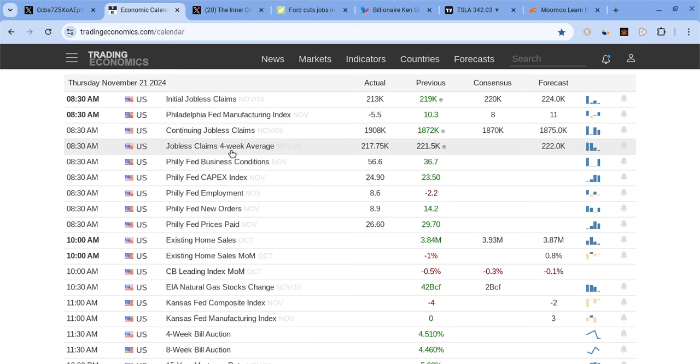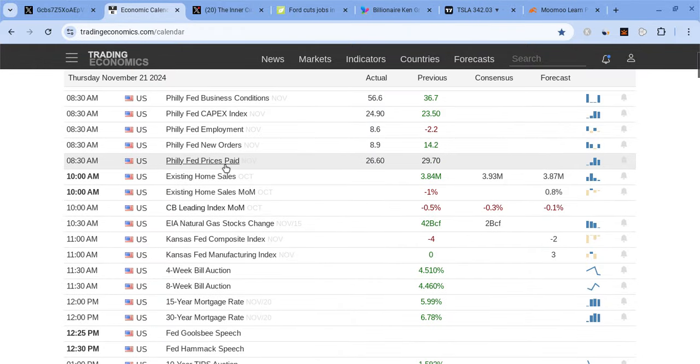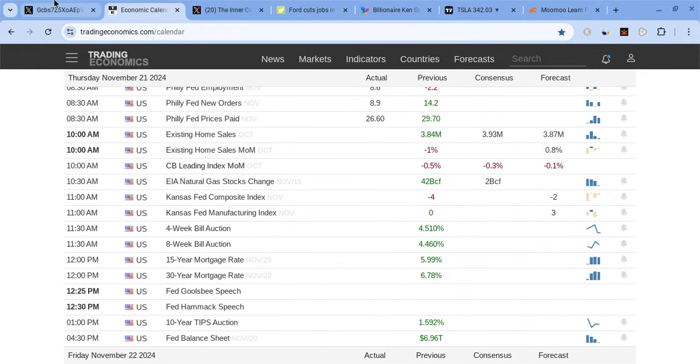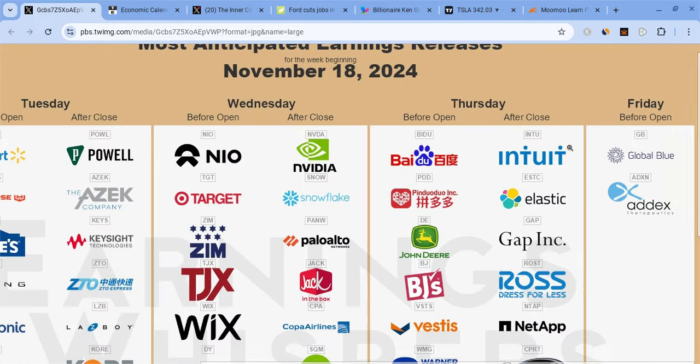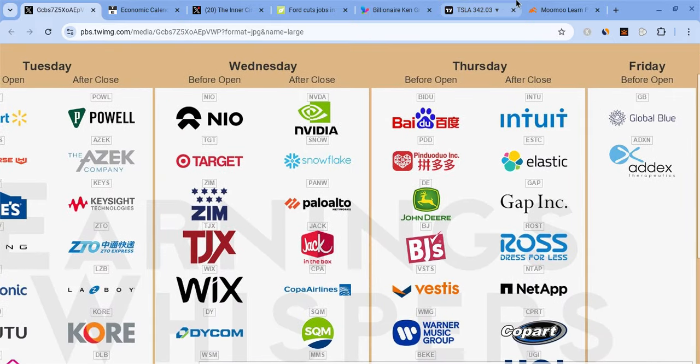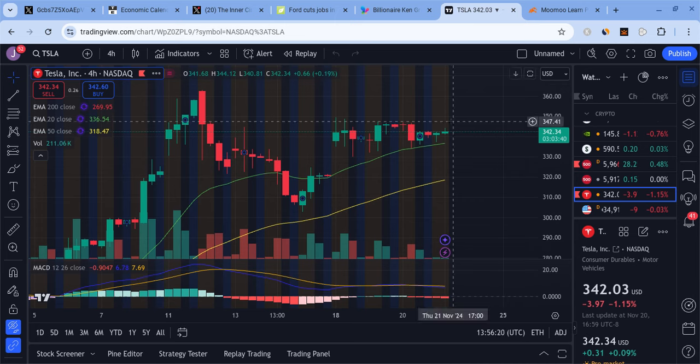Now, for today, we had initial jobless claims. Everything was very, very close to expectations. There's not really much else that's coming out. We have some very minor bill auctions for the rest of the day. And then this is what the earnings calendar looks like. We just have a couple of retail, nothing else that's too crazy. I didn't see anything else that was too crazy on the news.